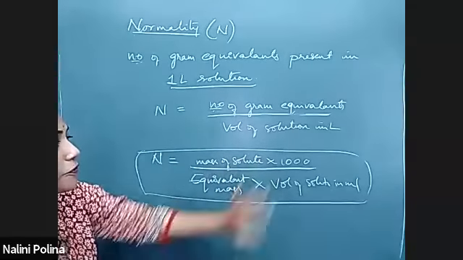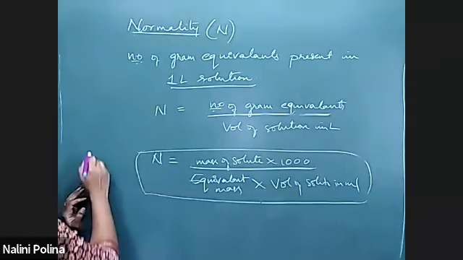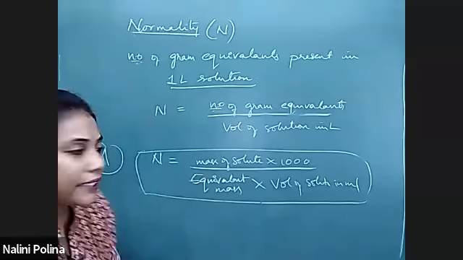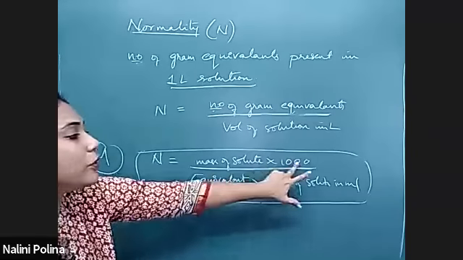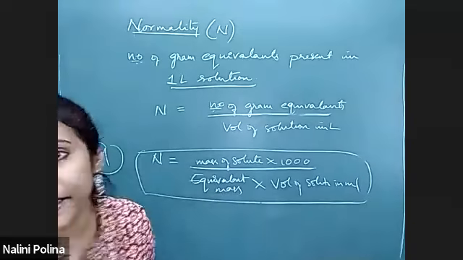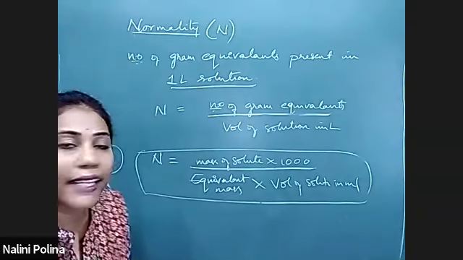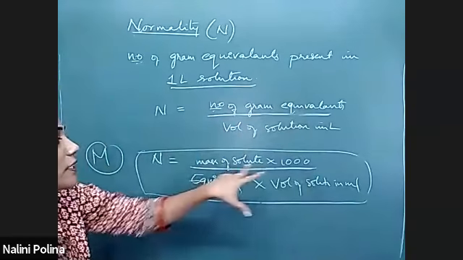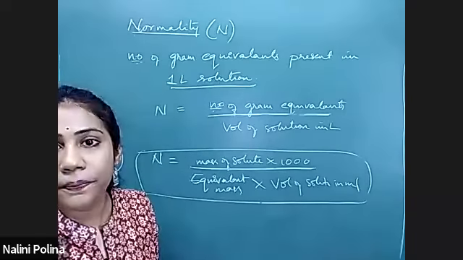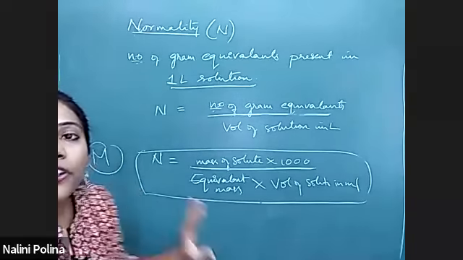It is the mass of solute. And can you tell me the difference between normality and molarity? Mass of solute into 1000 divided by, for molarity we will use molar mass, molecular mass of a solute. But for normality, we are using equivalent mass. That's the only difference. What is gram equivalence? Mass of solute divided by equivalent mass is called gram equivalence. Clear? So here, instead of molecular mass, we are using equivalent mass.